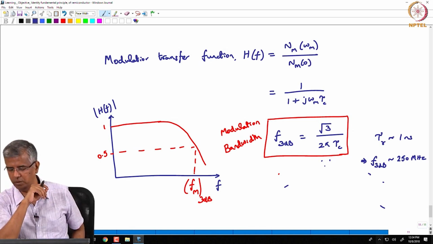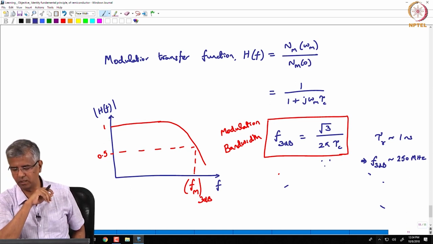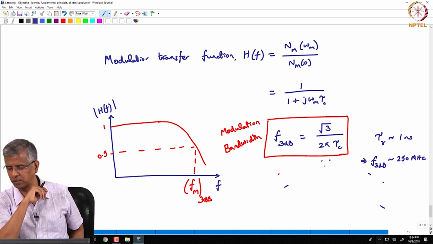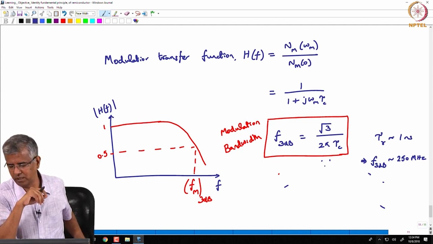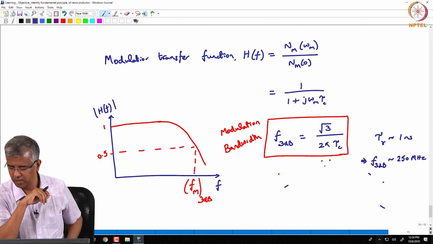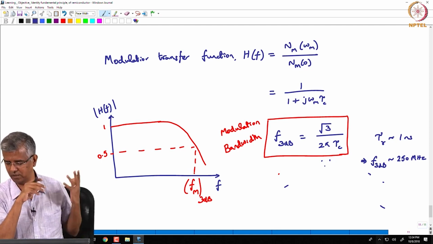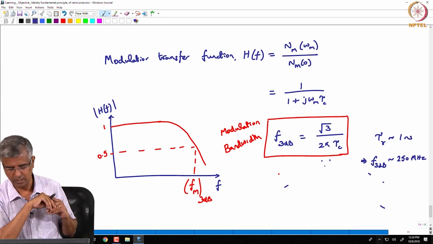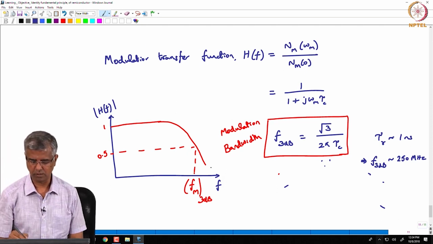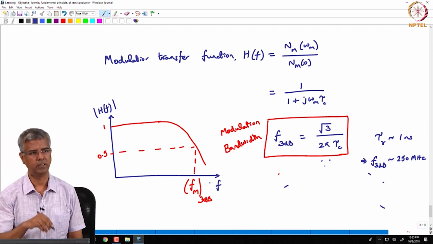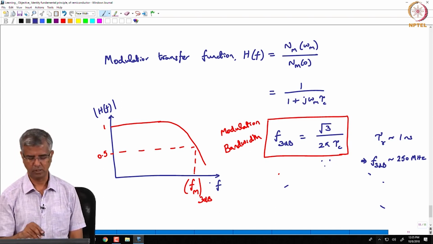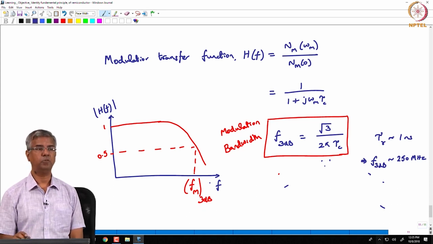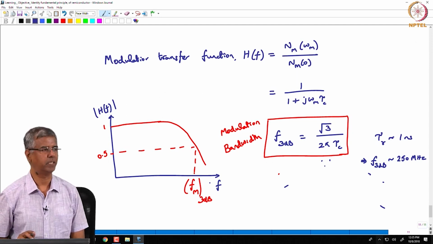Now, I know there is one company which is trying to achieve 60 gigahertz communication. So, you say if my modulation bandwidth is only 250 megahertz, how am I going to respond to 60 gigahertz? Well, you just follow this modulation transfer function curve, and you go all the way up to 60 gigahertz, you will find that h of f is very small, but it is not 0.